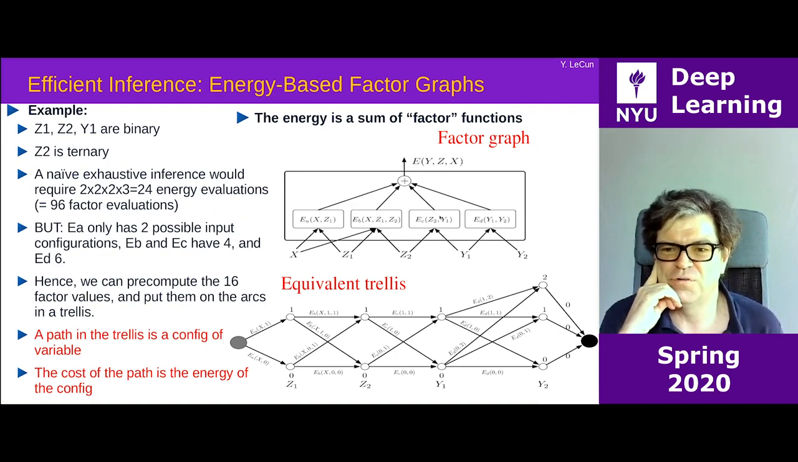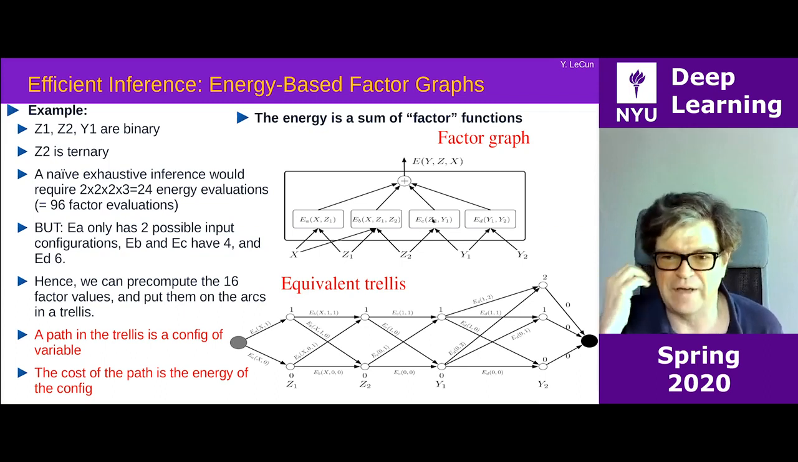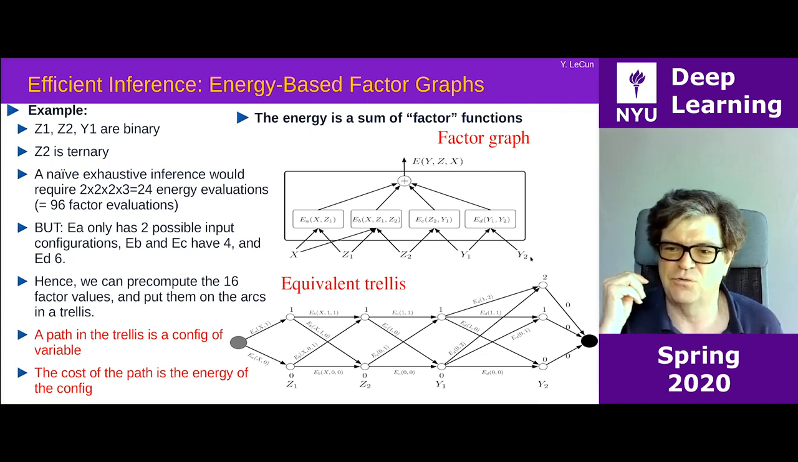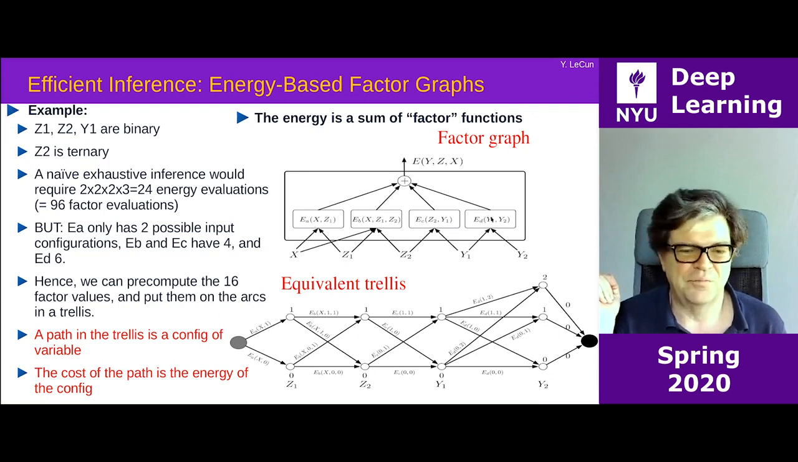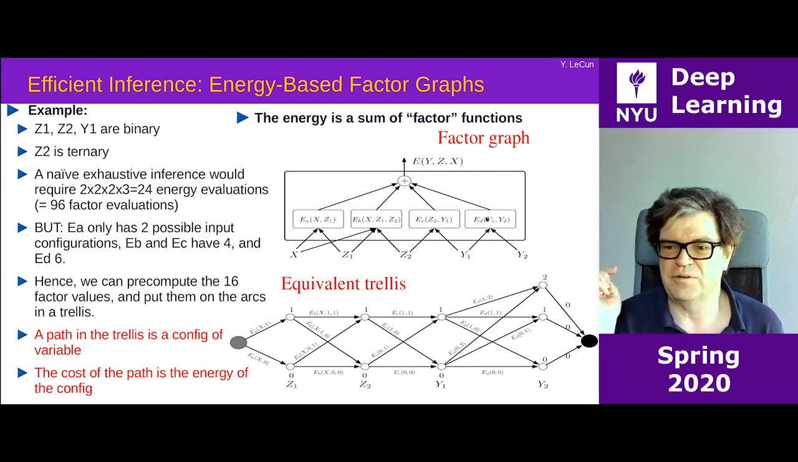This guy is also going to see only four values, because this is binary and that's binary. So you can pre-compute those four values. That's another four evaluations of the objective function, so we're up to eight. And this one has six different values, because this variable is binary and this one is ternary, so it's 2 by 3. By pre-computing the four here and the six here, you have computed all the possible configurations, basically.